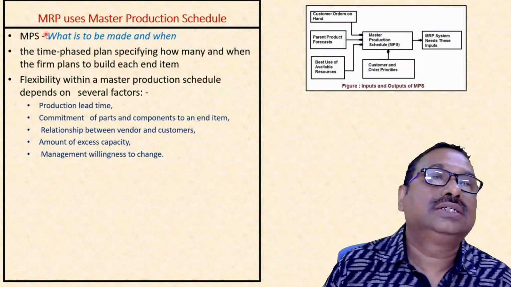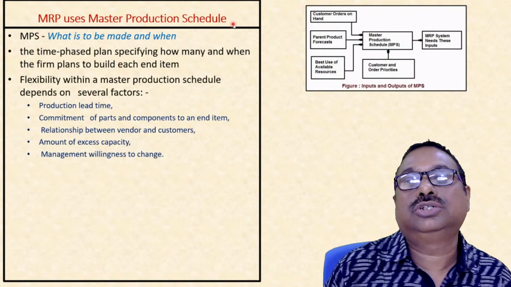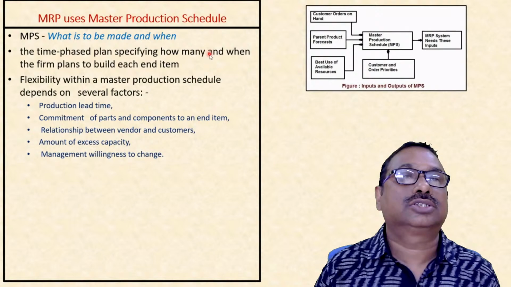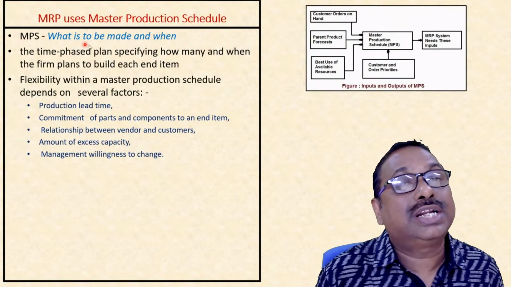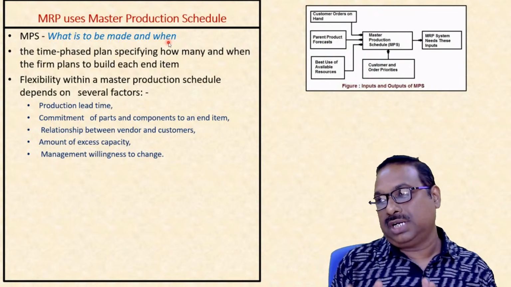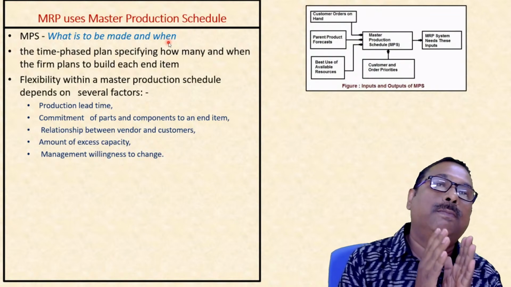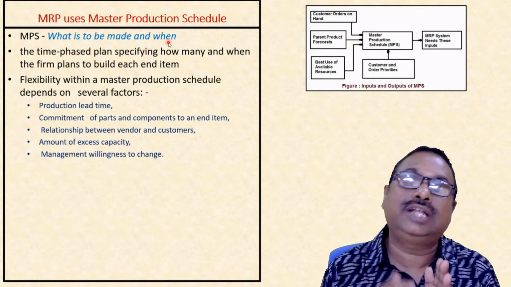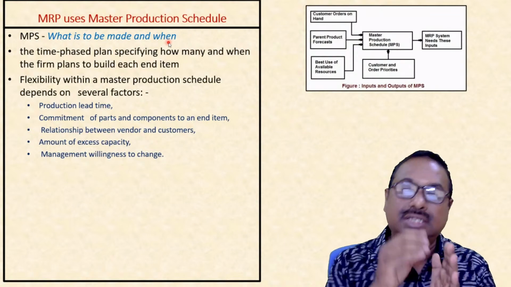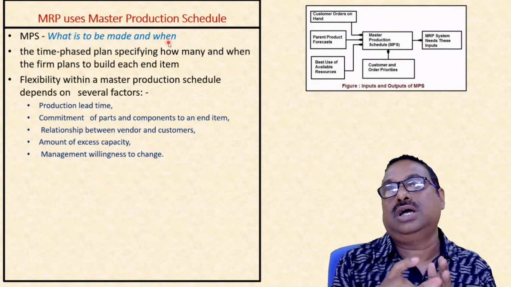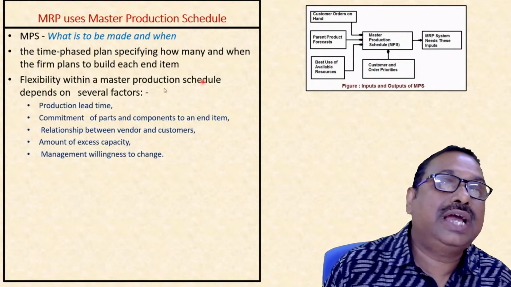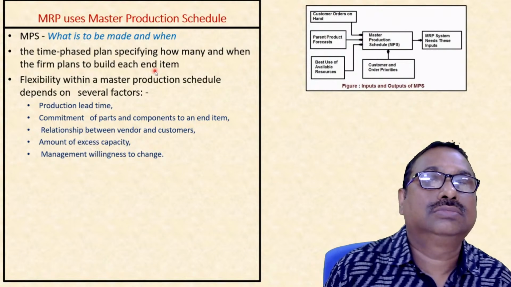Material requirement planning uses the master production schedule. Now we will discuss the importance of MRP and MPS, the master production schedule. Master production schedule is what is to be made and when. Suppose in case of this COVID, the Andhra Pradesh government has given an order for 1,000. So the master production schedule will tell material requirements that 1,000 of this type of customized ambulance has to be made. It is the time-phased plan specifying how many and when the firm plans to build each item.